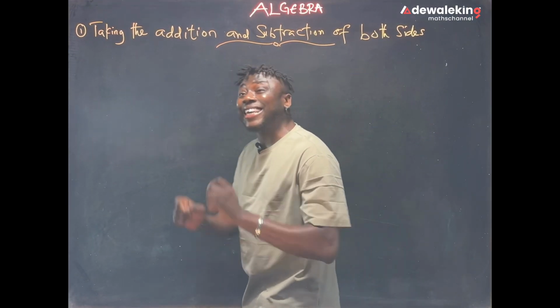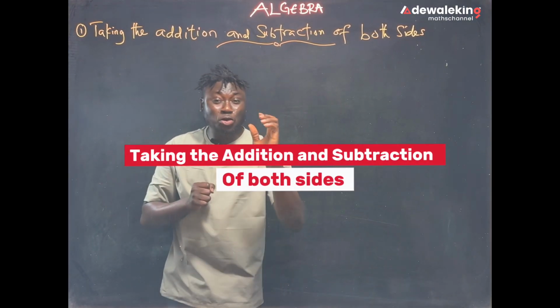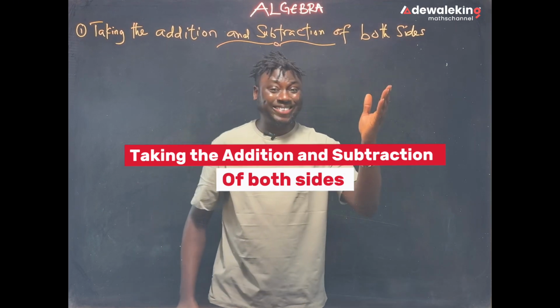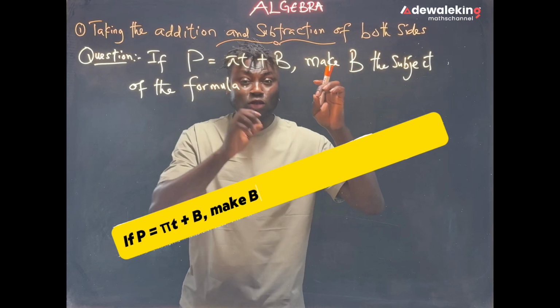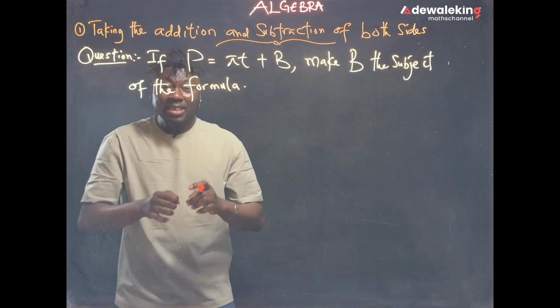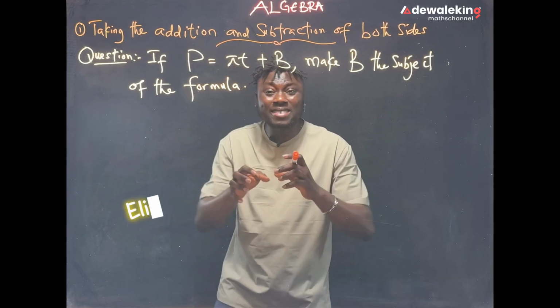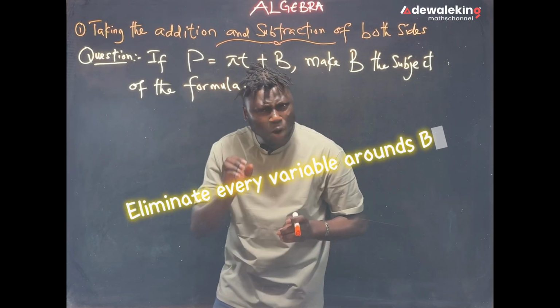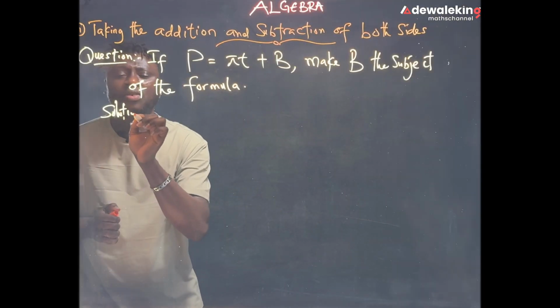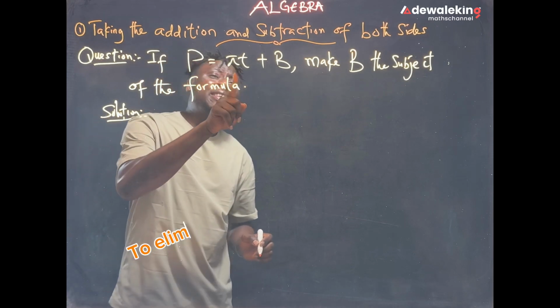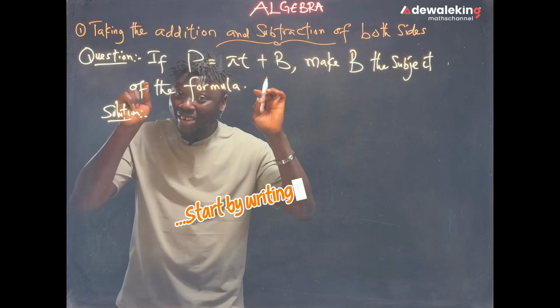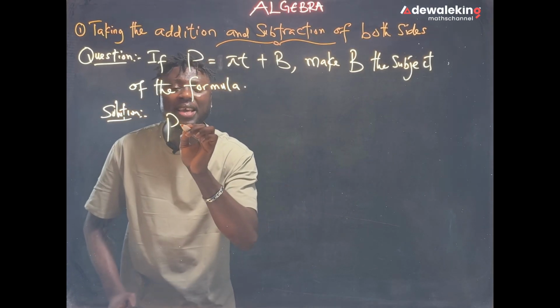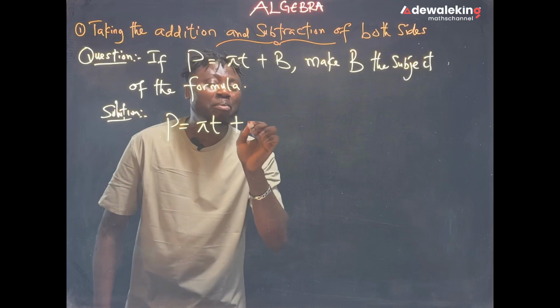Number one is taking the addition and subtraction of both sides. Given a question like this, and we're to make B the subject of the formula, the first thing we're going to do is to eliminate everything around B. How are we going to do that? Check this out. So we say solution. Now to eliminate things around B, we start by writing the question like this. P is equal to pi t plus B.